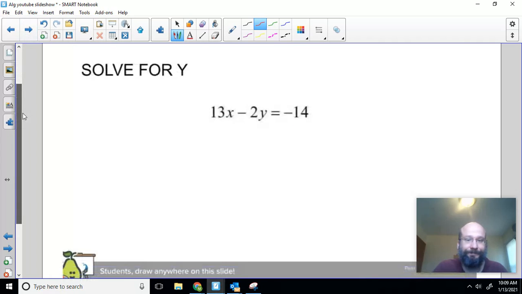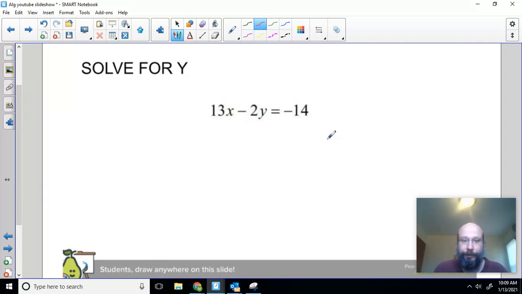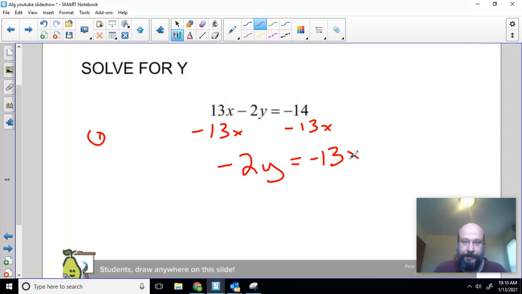Let's do this one. I'm going to move the x over first. I'm going to slope-intercept, so I'm solving for y. I need to get y by itself. So I'm moving this over first. So subtract 13x from both sides. That's our first step. Move x over. So that leaves me with negative 2y equals negative 13x minus 14.